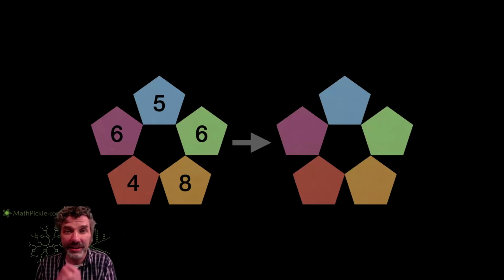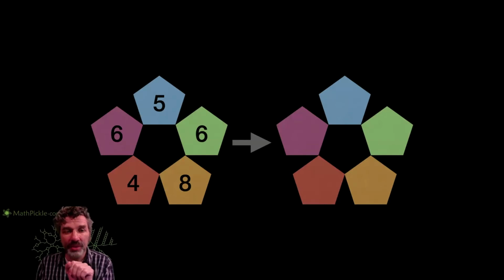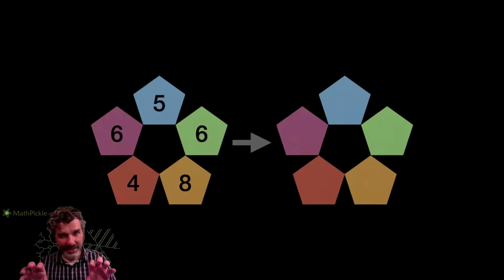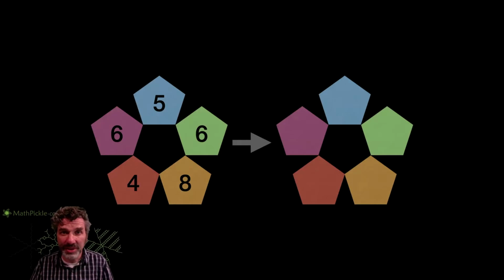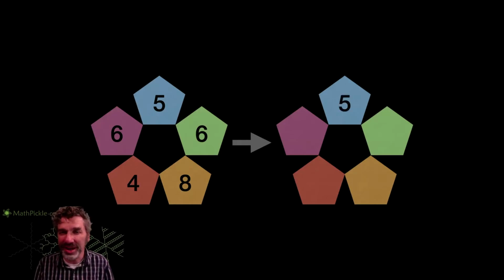And let's look at the algorithm. The algorithm is as follows. We take the blue, for example, the blue 5 at the top. We look at the purple 6 and the green 6. We look at the difference. 6 minus 6, it's 0. So we look at 5 plus or minus 0. Oh, it's just 5. So nothing exciting there. The blue stays at 5.